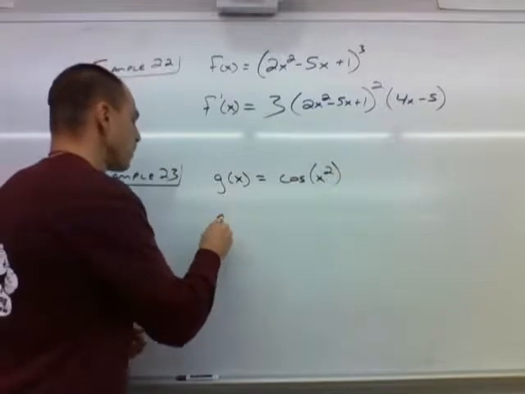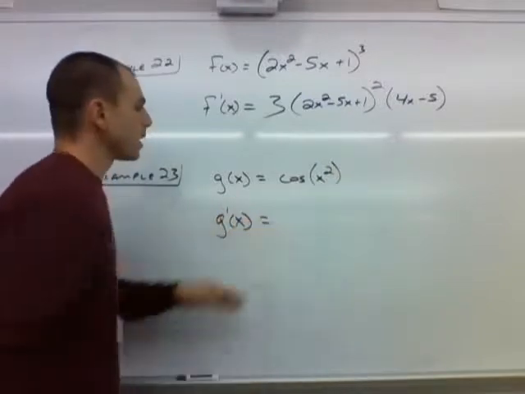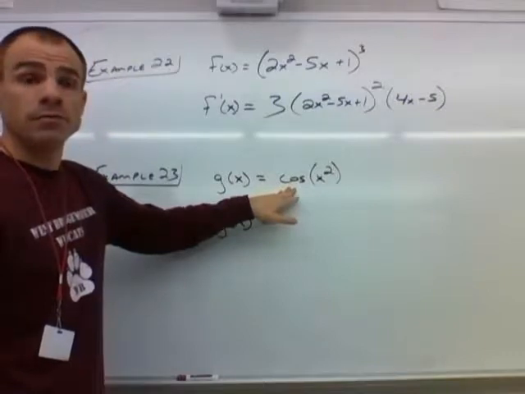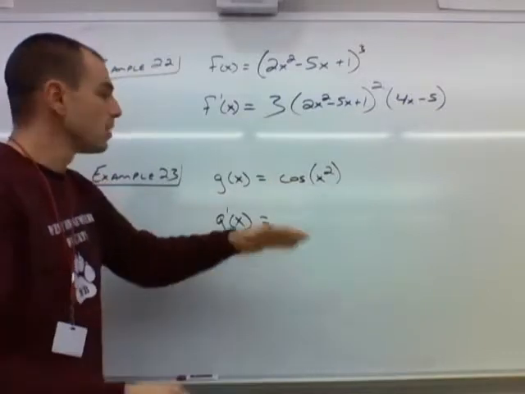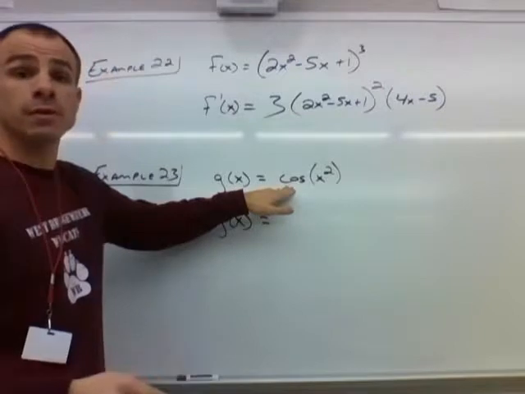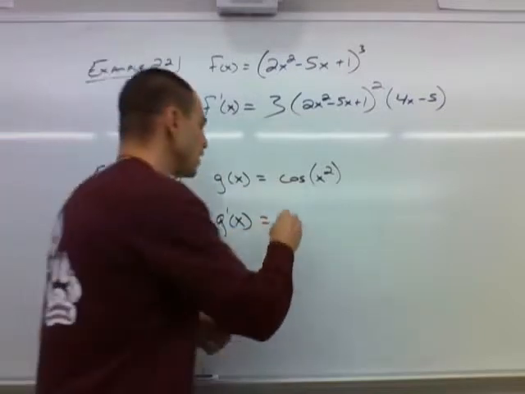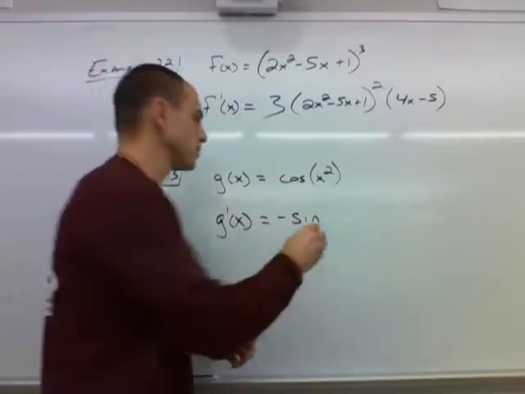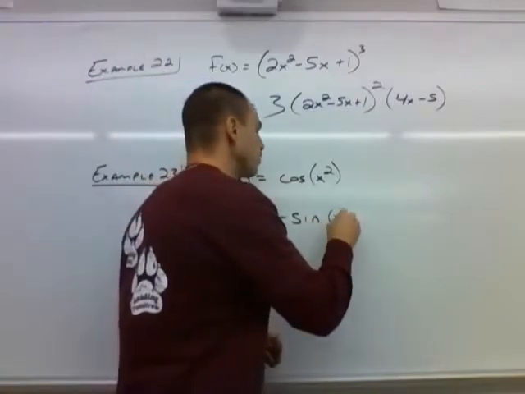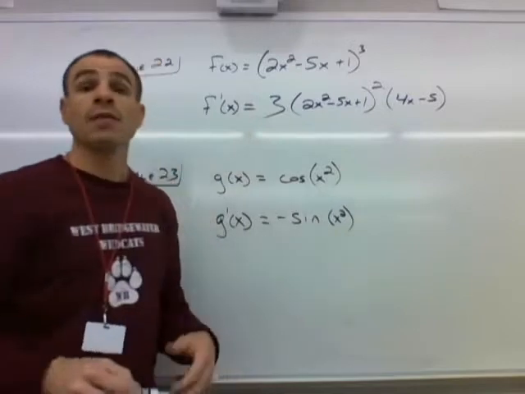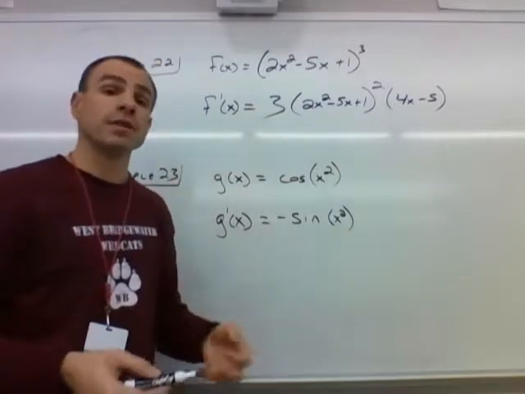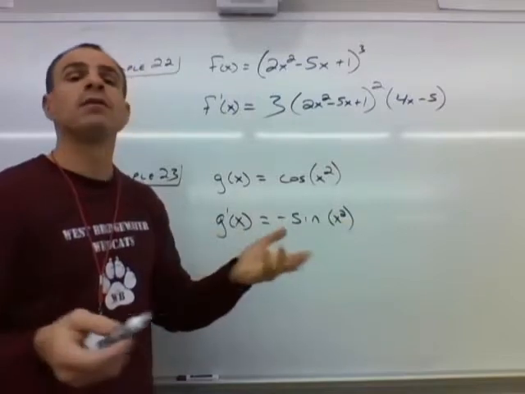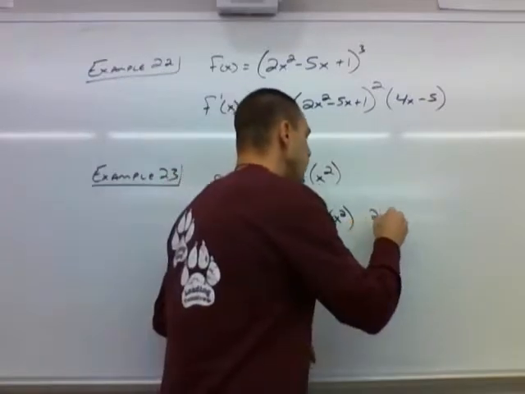All right, so g prime of x, okay, cosine is the outer function. We derive the outer function, and then we keep the inner function. So when we derive the outer function, the derivative of cosine, as we just mentioned, is the opposite of sine. Okay, keep the inner function, so it's the opposite of sine of x squared, and then we multiply that by the derivative of the inner function. What's the derivative of x squared? Good, 2x. So we have times 2x at the end.